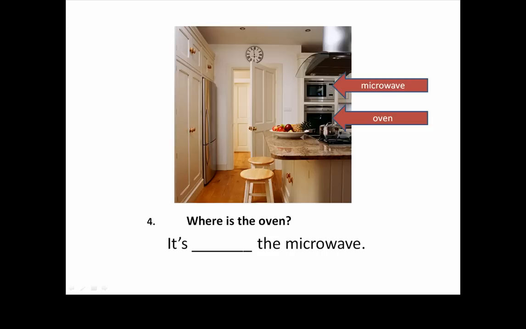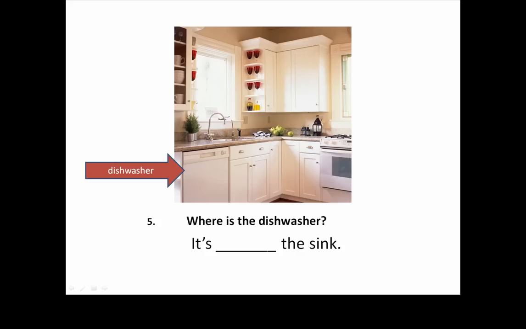Four. Where is the oven? It's under the microwave. We can also say, it's below the microwave. Five. Where is the dishwasher? It's next to the sink. We can also say, it's to the left of the sink.